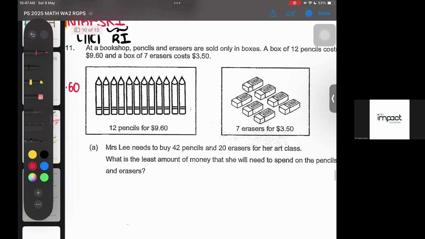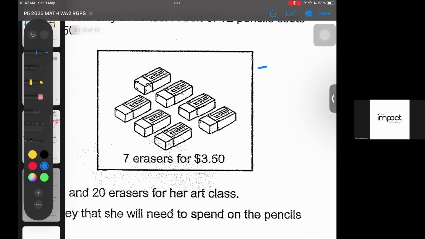Why do they have a deal? Go to 7 erasers and say that this is equal to $3.50. Okay, I can only sell in multiples of 7. Can I sell 49 erasers? Yes. Can I sell 42? Yes. Can I sell 35? Sure. Can I sell 14? Yes. You understand what I'm trying to say? Because they are selling in multiples.